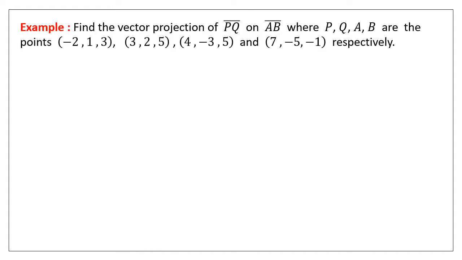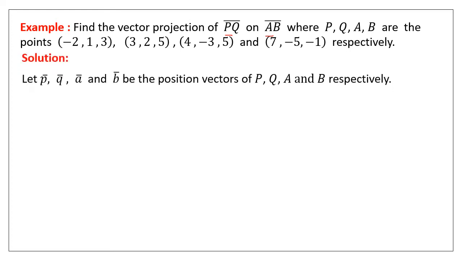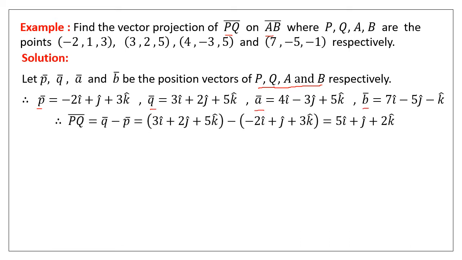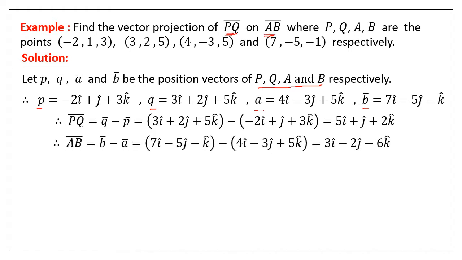Example. Find the vector projection of PQ bar on AB bar, where the points P, Q, A, B are given. Solution. Let P bar, Q bar, A bar and B bar be the position vectors of P, Q, A and B respectively. Write down the position vectors using the given points. Now we want the projection of PQ bar on AB bar. So we will find out PQ bar first and then AB bar. So PQ bar equals Q bar minus P bar.